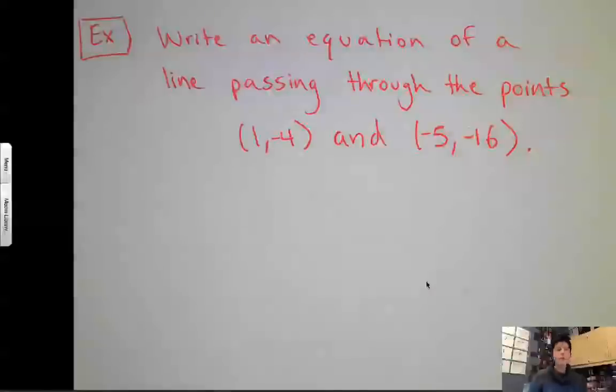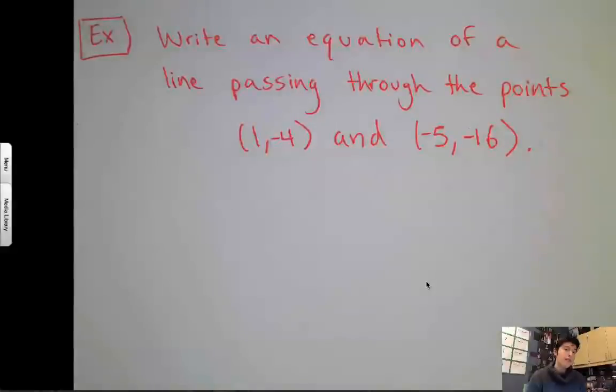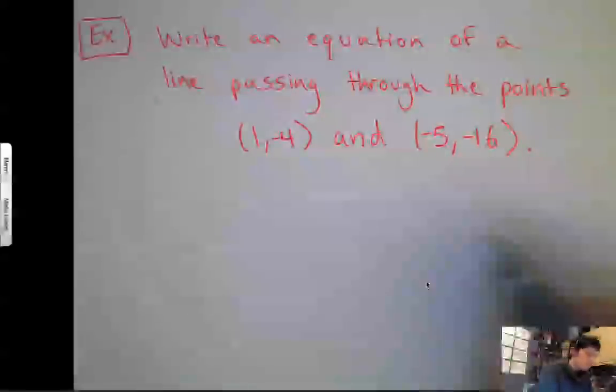So picture it. On a graph, you have a point at (1, -4) and (-5, -16), and they're connected. Well, there's got to be an equation for that line. So let's figure it out without graphing. You could go and graph it, connect the points, draw the line, and find the slope and the y-intercept. But I don't need to do that.